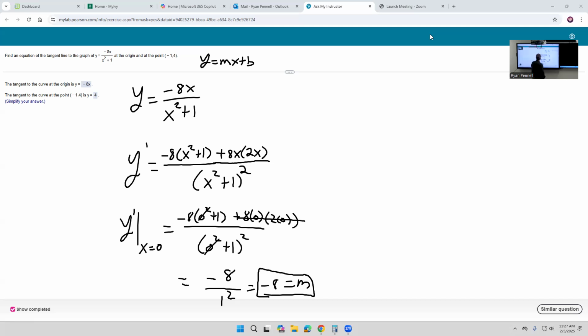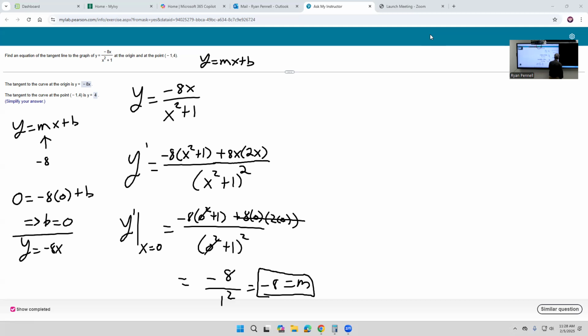Okay, but I need to find the tangent line. So y equals mx plus b. I just found that m equals negative 1. They want it at the origin, right? So how can that be? Well, if you plug in 0, negative 1 times 0 plus b, it implies that b equals 0. So y equals negative x is the tangent line of this function at the origin.